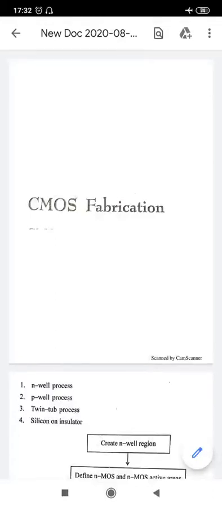Hello students, today I am delivering the lecture about CMOS fabrication. So basically, CMOS is complementary metal oxide semiconductor.